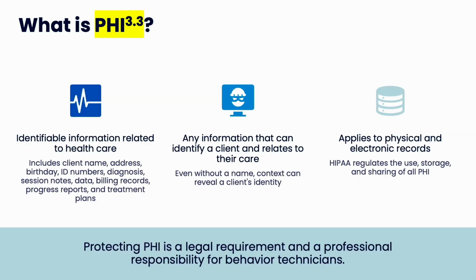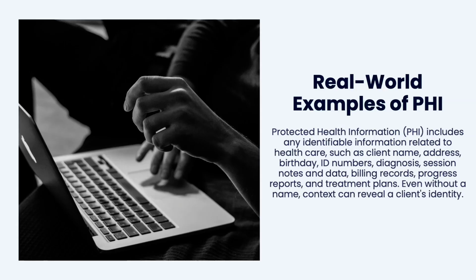HIPAA regulates the use, storage, and sharing of protected health information. So the electronic records are really important. We'll talk about how you need to store and protect those electronic records. Protected health information includes all identifying information: client name, address, birthday, any ID numbers, and even without a name, the context can identify the client.